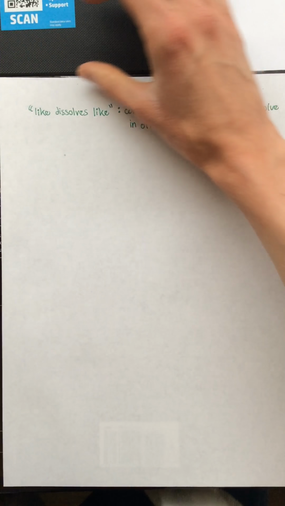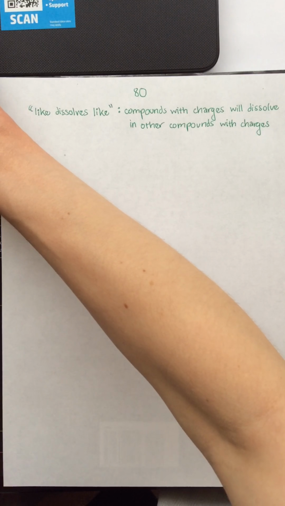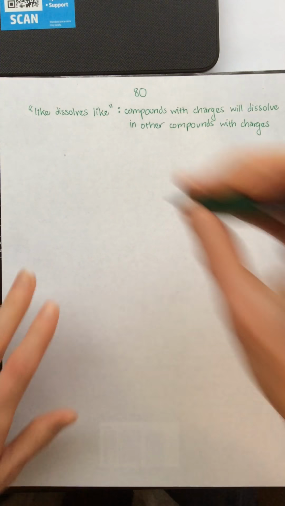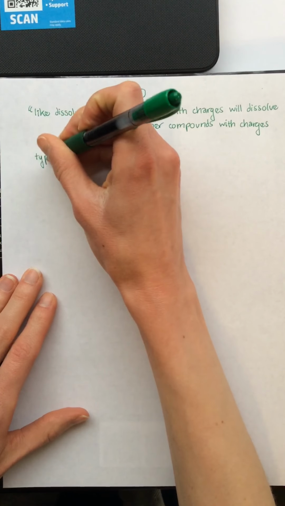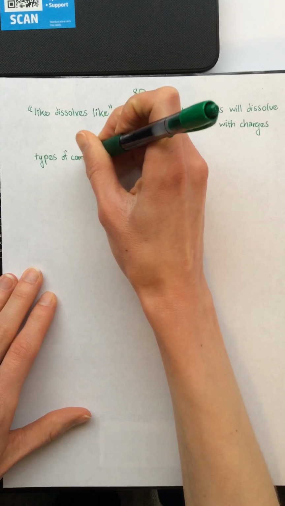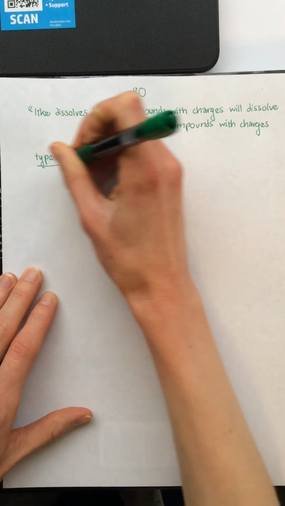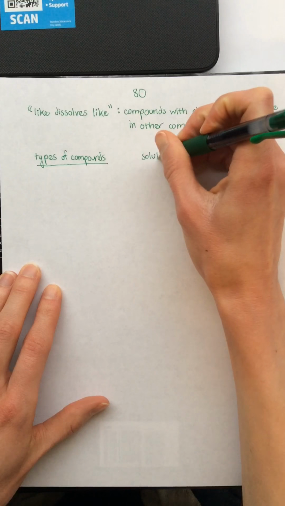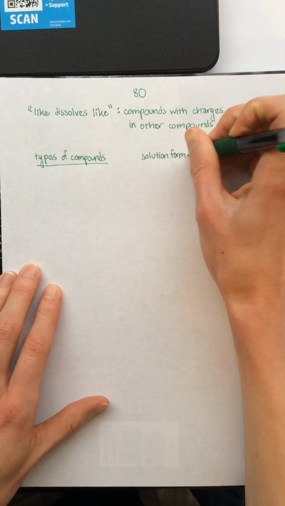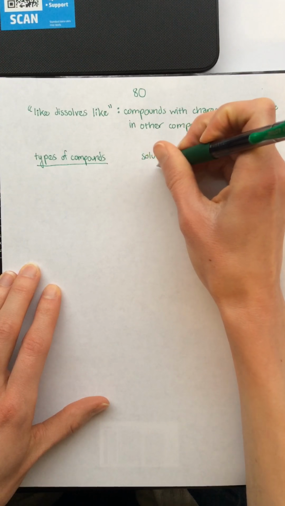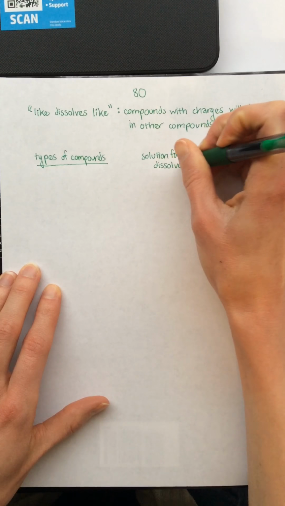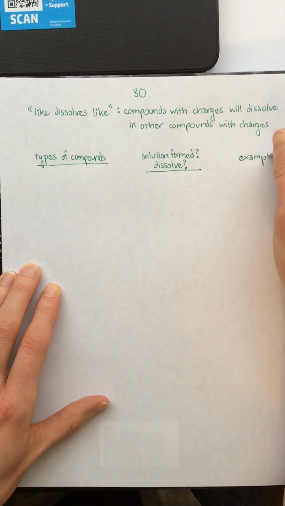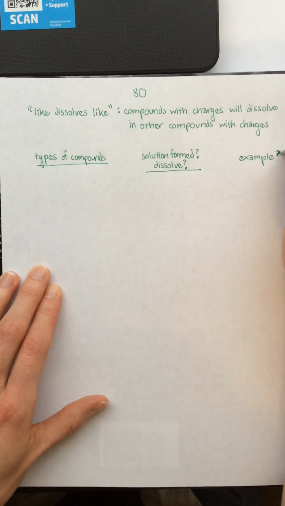So we're going to make a little table and we're going to kind of chart out what types of compounds dissolve in other types of compounds. So our table is going to look like this. We're going to have types of compounds, and then we're going to have a column that says solution formed. And what I mean by that is, do they dissolve in each other or not? And then we're going to have an example.